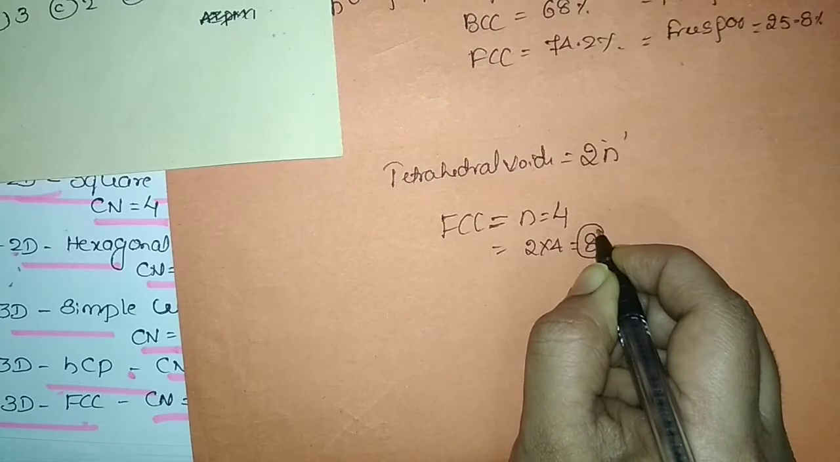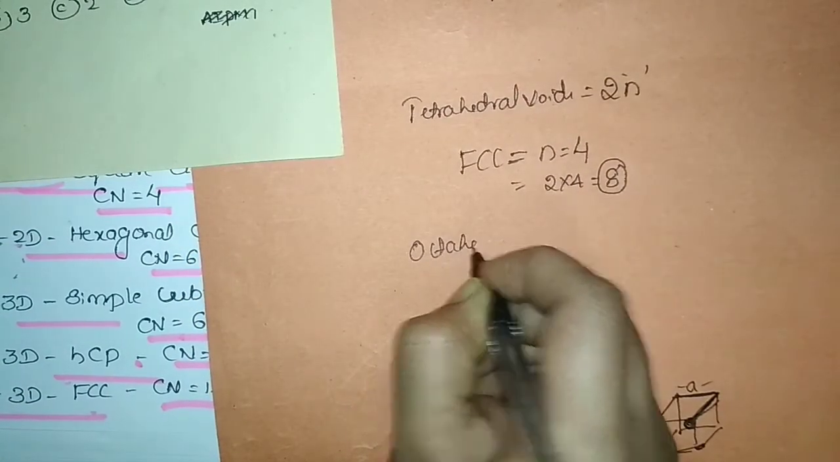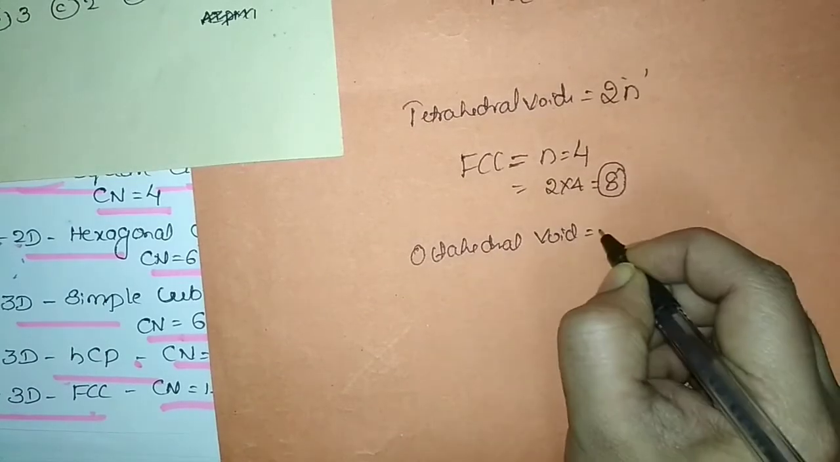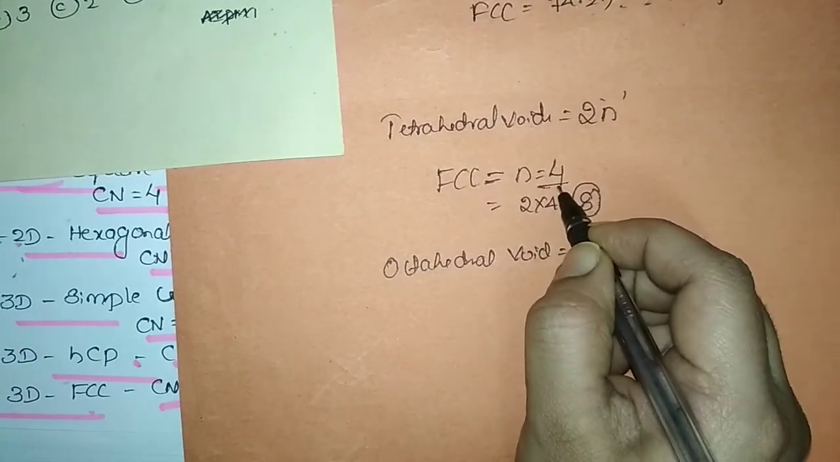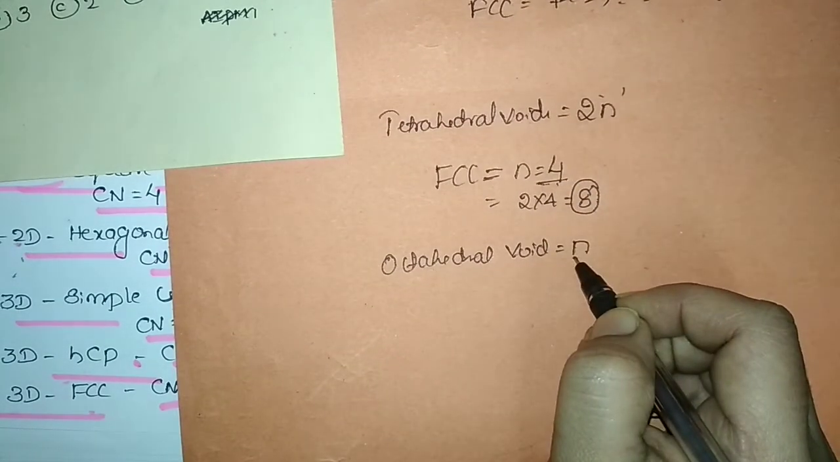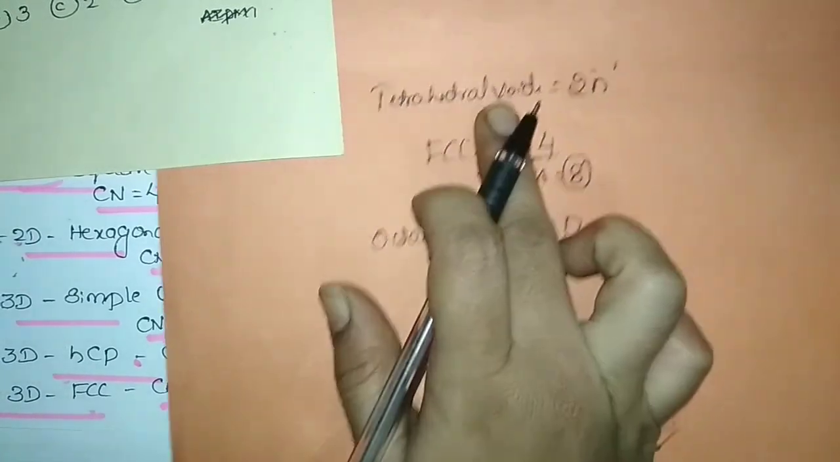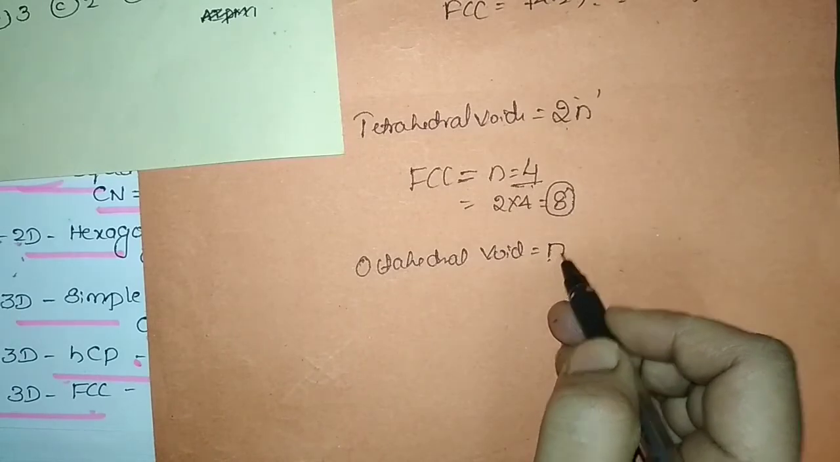So direct answer. Similarly, the number of octahedral voids will be equal to n, meaning however many atoms we have, that many octahedral voids we are going to get. This is a formula you have to remember. Tetrahedral void is 2n, octahedral void is n. N is nothing but the number of atoms.